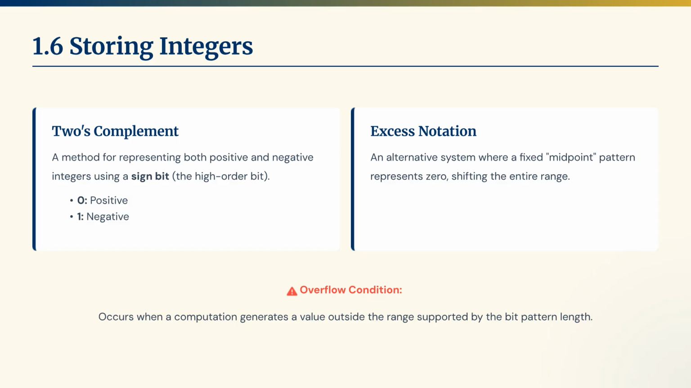Integers can be stored using 2's complement, which uses a sign bit to distinguish positive and negative numbers. Another method is excess notation, where a midpoint value represents 0. Regardless of the method, an overflow condition occurs if a calculation produces a value that exceeds the supported bit range.